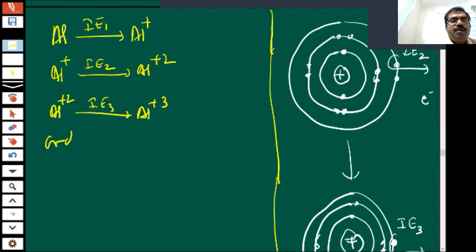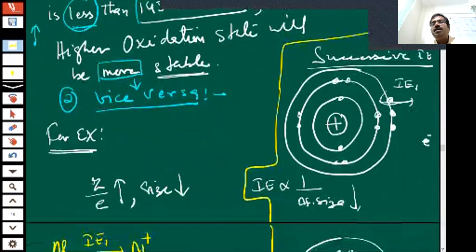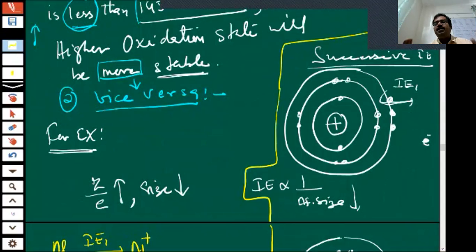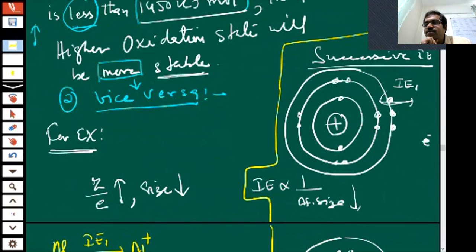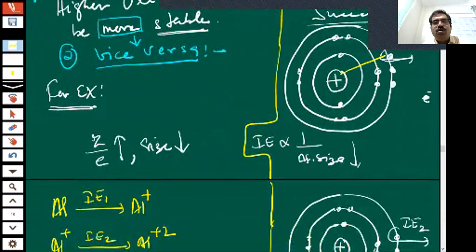So now we will write the order of successive ionization energy. Tell me, in which case will the electron be removed easily? First case, second case, Al plus, or third case? First case. Why? Because it will be very far away. Z by E ratio. Did you understand?